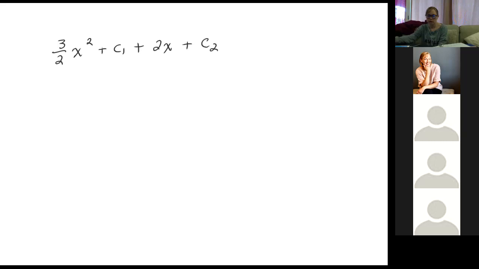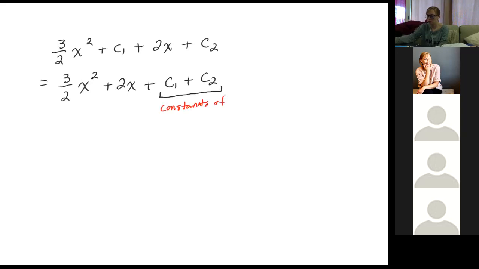So now I've found the antiderivative. I'm going to rearrange this a little bit. I can add in any order that I want. This is 3 halves x squared plus 2x plus c1 plus c2. These are both constants of integration. Do you guys have questions about that part? Okay.